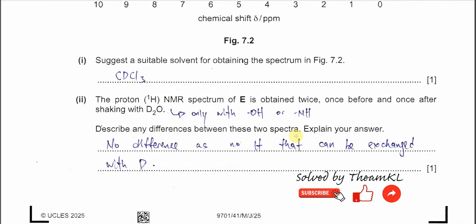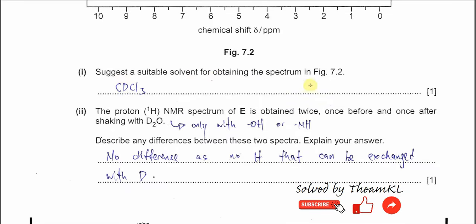But before that, let's move on to this part 1. Suggest a suitable solvent for obtaining the spectrum in figure 7.2. For proton NMR we normally use a deuterated solvent like CDCl3. You just remember this, the solvent used in proton NMR.